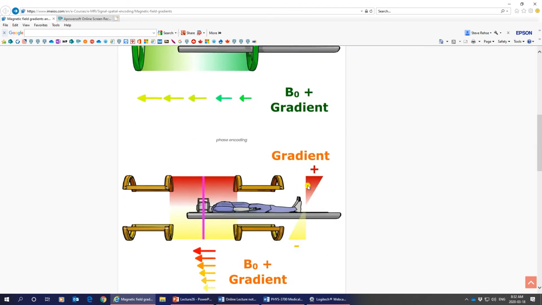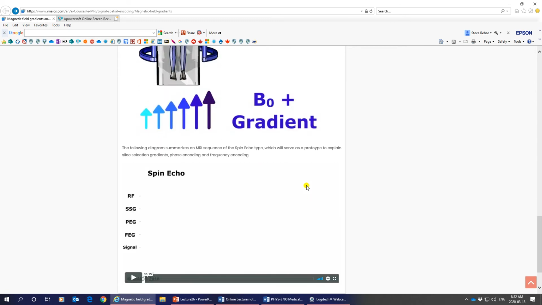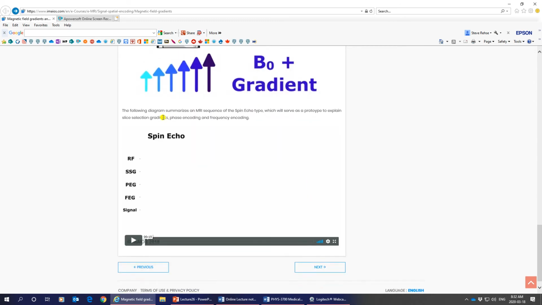All right, so try reading about that. Let's just go through some of these animations. Well, this is a neat thing. Let's just take a look at this. This is why I really think you should go to this website and work through these things. Here's an MRI sequence of the spin echo type.